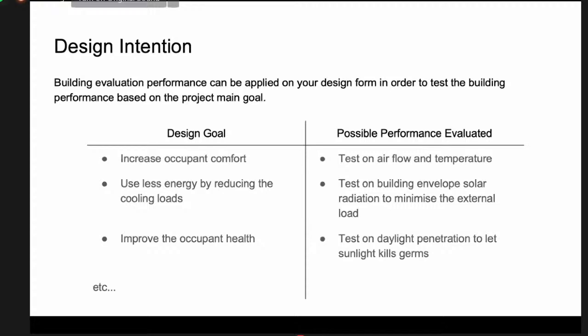The other thing we can talk about is improving the occupant health or the inhabitant health. Maybe because of this pandemic issue, some people may be interested in that. So we can test, for example, daylight penetration, because daylight helps to kill germs and also viruses. So we can use that kind of assumption with the building performance evaluation to give a justification for the design goal or design intention that we have.